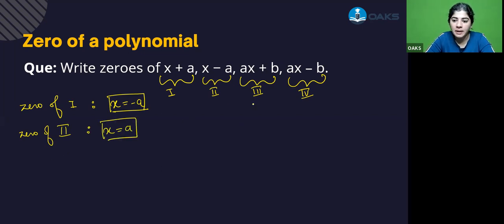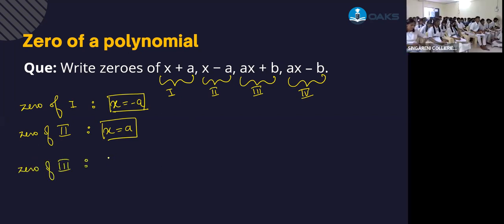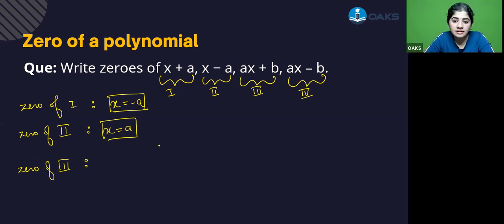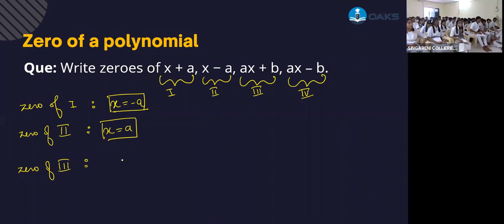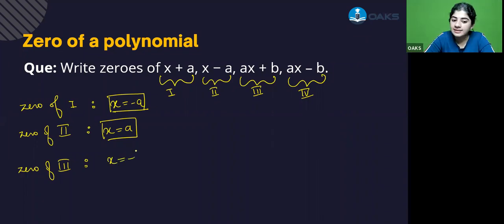Now for the third part, school 1 will answer. Any girl from the front can answer. X is equal to... Okay, that is the case we are already studying as a general case. Okay, x is equal to minus b by a.